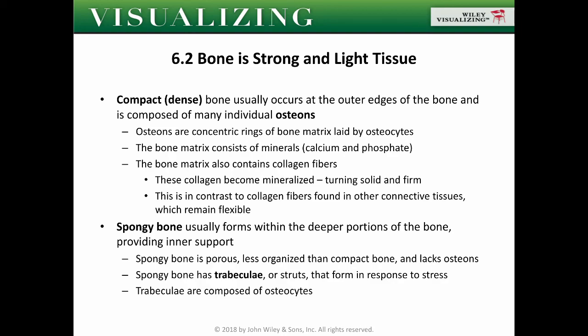The bone matrix consists of minerals, which is your calcium and phosphate. Basically, that's why it's called the bank. Your osteoblasts build up the matrix using calcium and phosphate. That's why they are compact, dense, and strong. The bone matrix also contains collagen fibers. The collagen becomes mineralized, which turns it solid and firm. Collagen is basically a protein molecule.